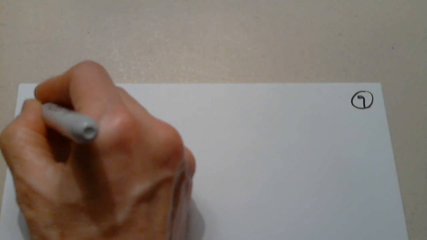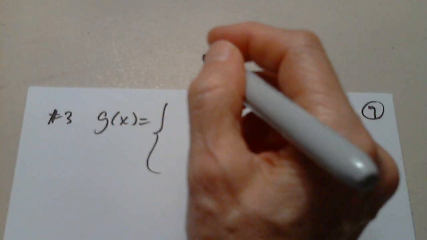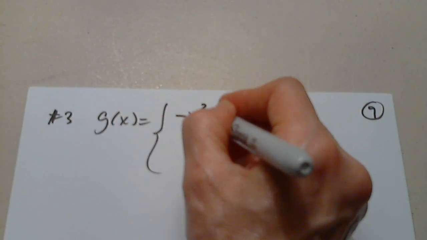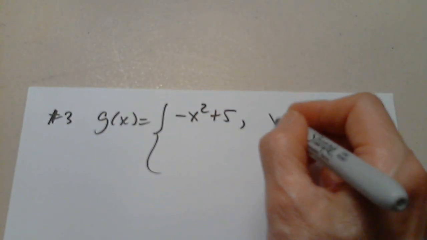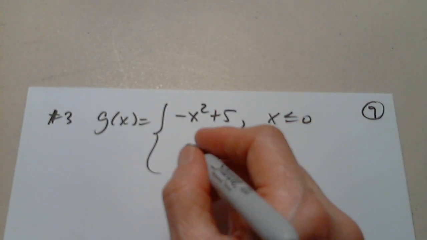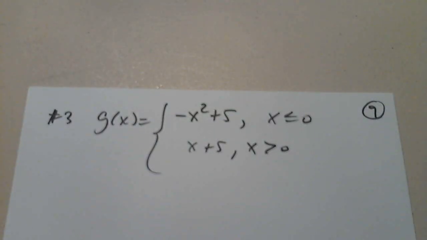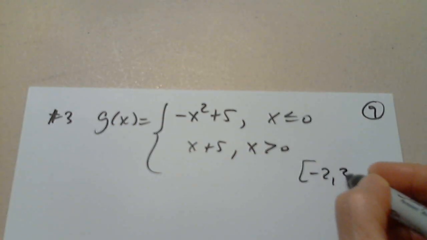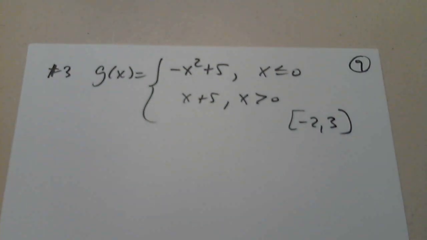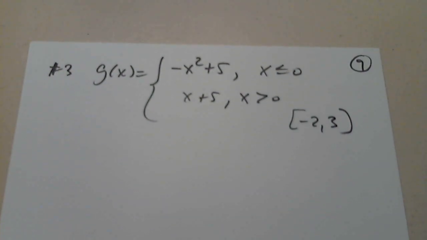Okay, I'll choose 3. So we have g of x equals negative x squared plus 5 for x less than or equal to 0, and x plus 5 for x greater than 0. And they're asking us to find the area for 3 and 4, so for 3, between negative 2 and 3. We don't really have to graph this function. It would be nice, but there is no need.